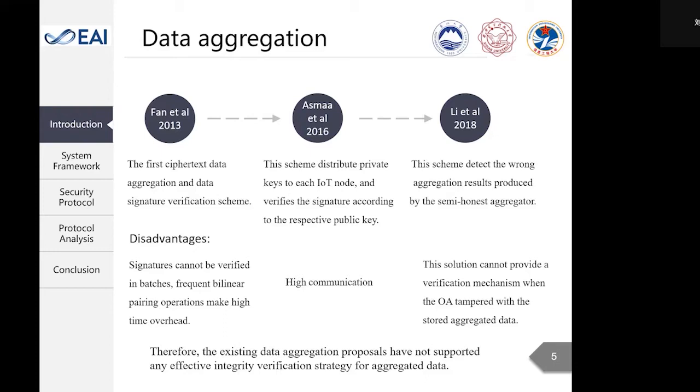Li et al. proposed a scheme that detects the wrong aggregation results produced by the semi-honest aggregator. However, this solution cannot provide a verification mechanism when the OA tampered with the stored aggregated data. The OA means the owner application. Therefore, the existing data aggregation proposals have not supported any effective integrity verification strategy for aggregated data.